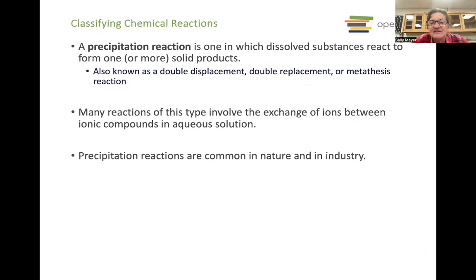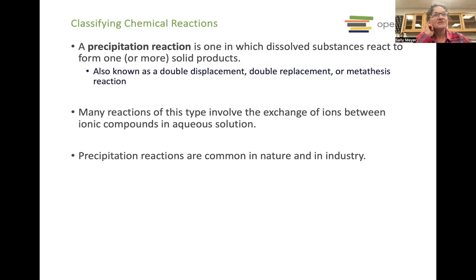So a precipitation reaction is one in which dissolved substances react to form one or more solid products. They're also known as double displacement, double replacement, or metathesis reactions. So we'll focus just on understanding the precipitation part. Many reactions of this type involve the exchange of ions between ionic compounds in aqueous solution, and precipitation reactions are common in nature and industry. They're often used as a way to measure how much of something is present.